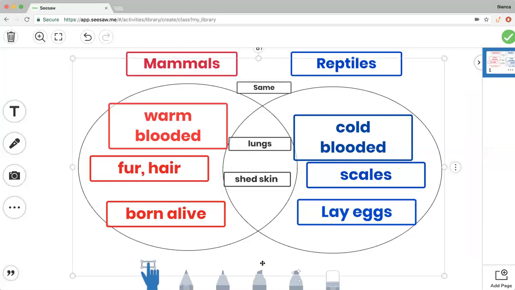So now we have completed this Venn diagram, and now that it's complete, we can see how mammals and reptiles are the same and how they are different. And I like using a Venn diagram, this tool, because it's an easy way for you to see that in the mammal groups.